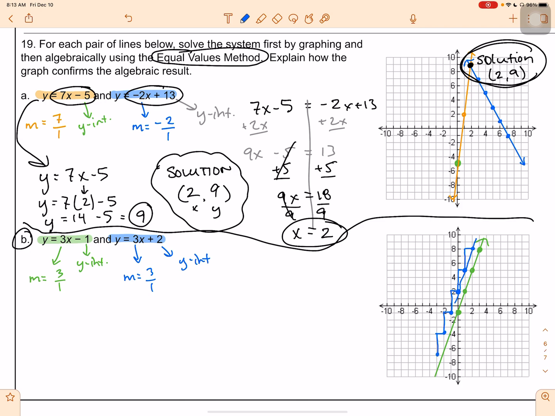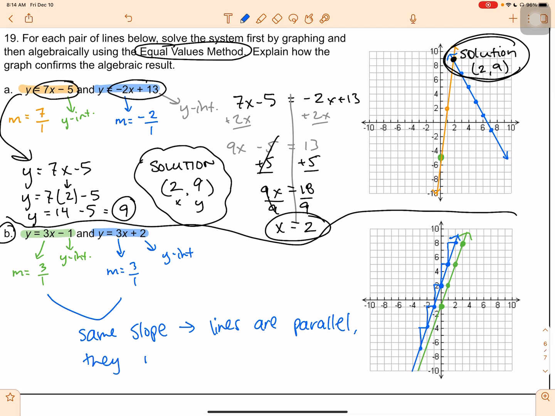Interesting. It does not look like these lines are going to intersect. Why wouldn't they intersect? They have the exact same slope. Same slope, the lines are parallel, which means they will never intersect. So, no solution.